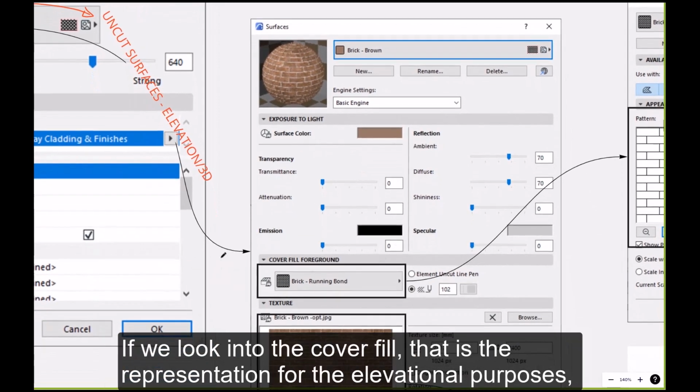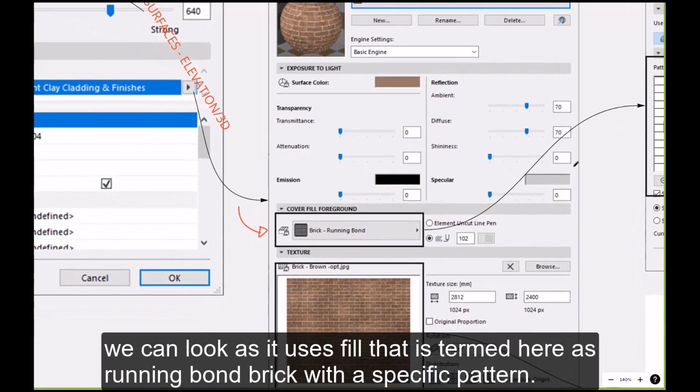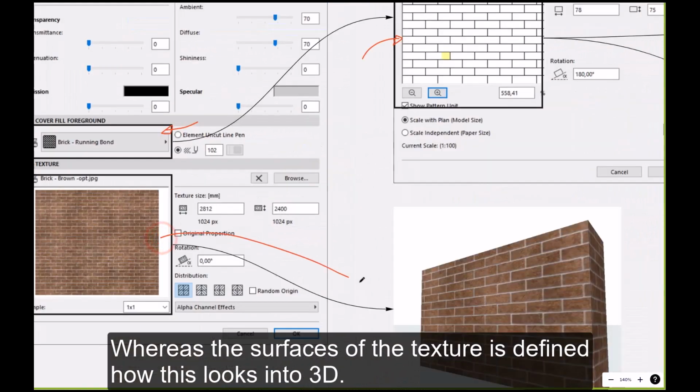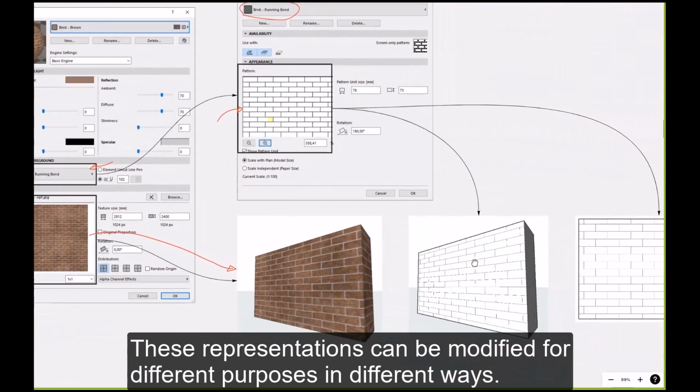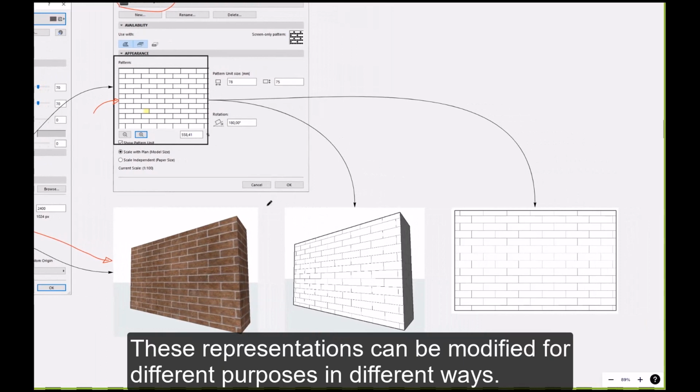If we look into the cover fill, that is the representation for elevational purposes, we can see it uses a fill that is termed here as running bond brick with a specific pattern. Whereas the surface texture defines how this looks in 3D. These representations can be modified for different purposes in different ways.